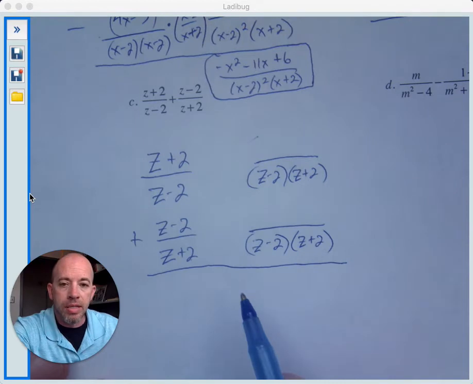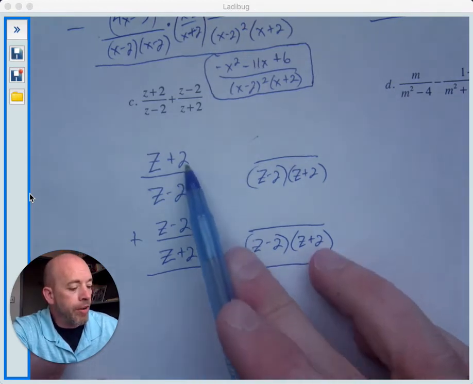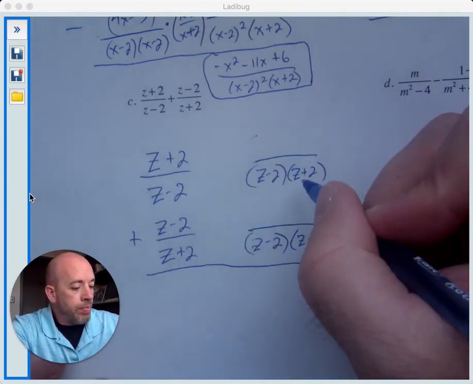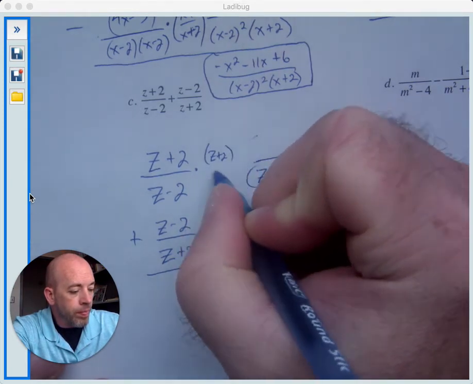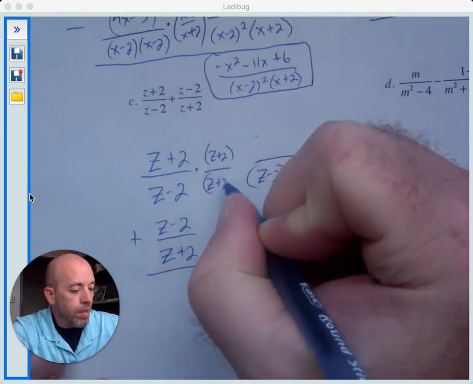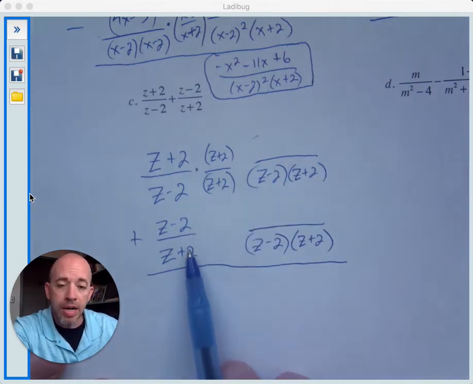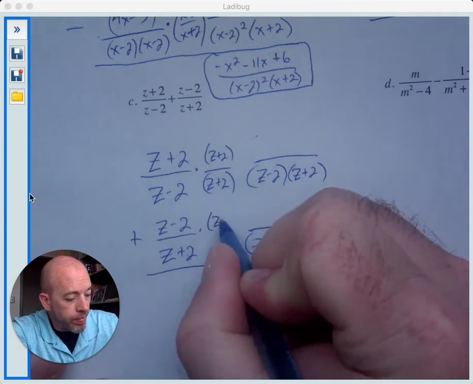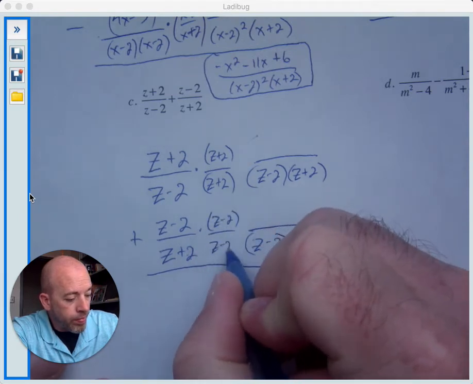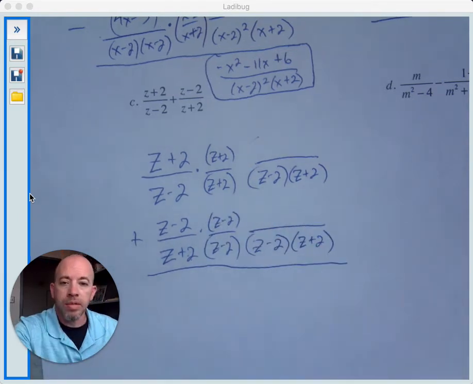In order to get that denominator, we need to multiply the top fraction by Z plus 2 over Z plus 2, and we need to multiply the bottom fraction by Z minus 2 over Z minus 2. Alright, so let's see what happens here.